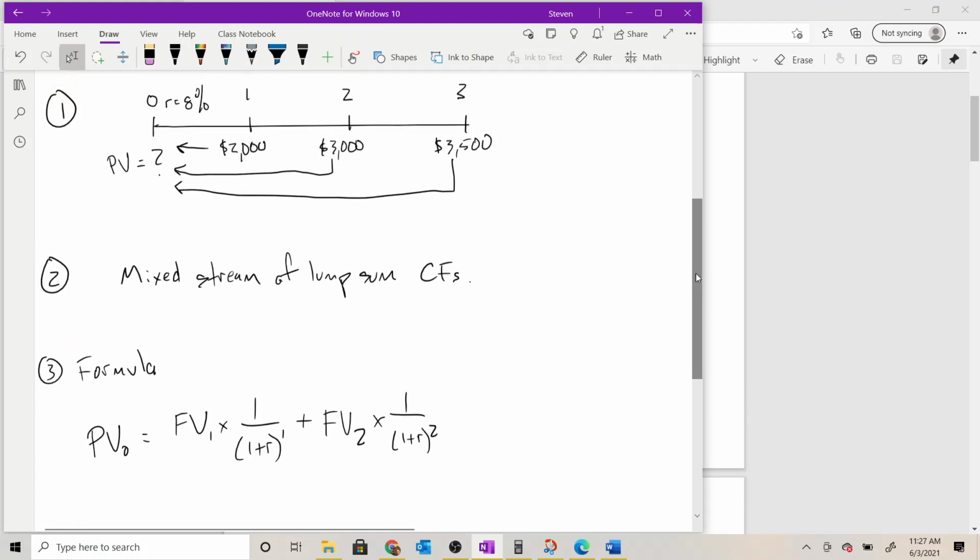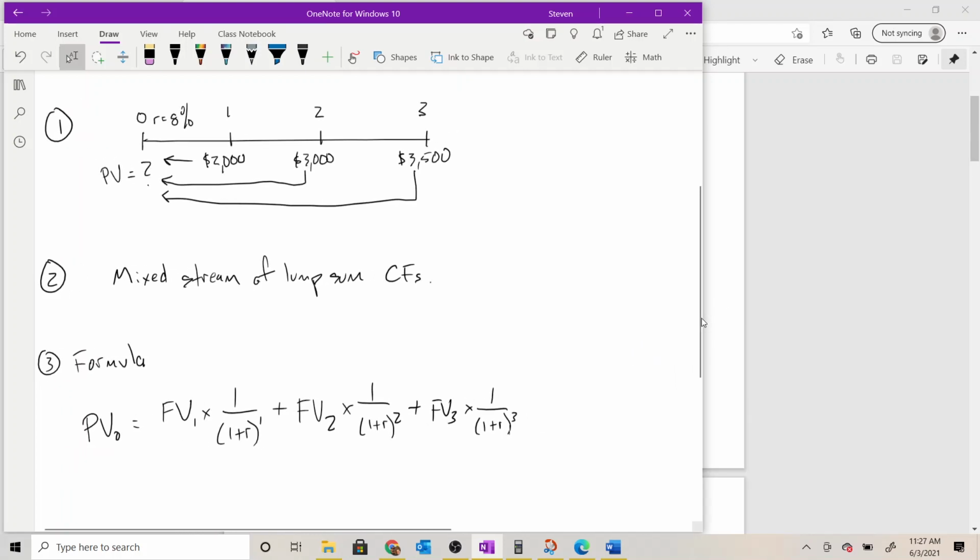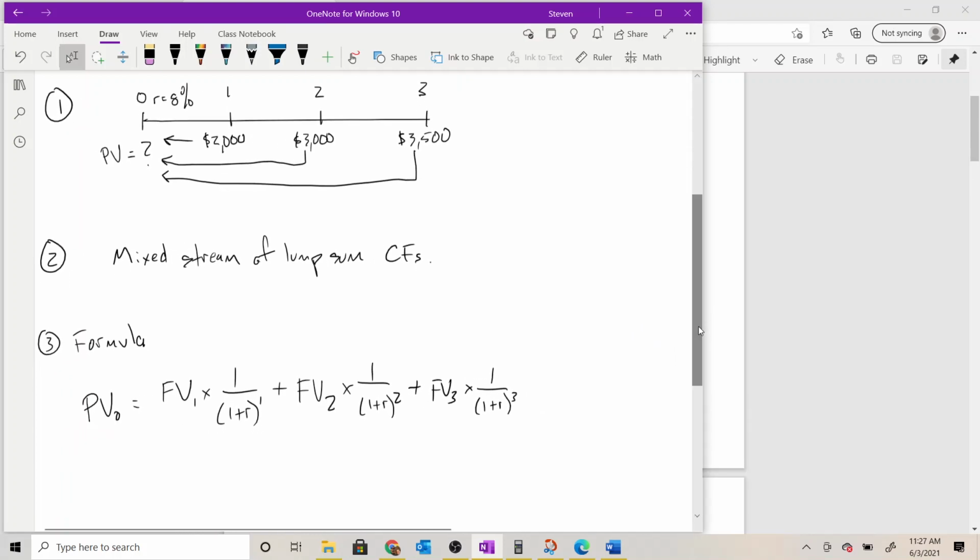Let's see if we can get all this on here so we can actually see the timeline. There we go. And then we're going to need to add to that the third future value, this 3,500 that happens at the end of year 3. And that is going to need to be discounted back 3 periods. So we'll have our superscript 3 there. Okay, let's plug in these cash flows into the actual formula and add them up.